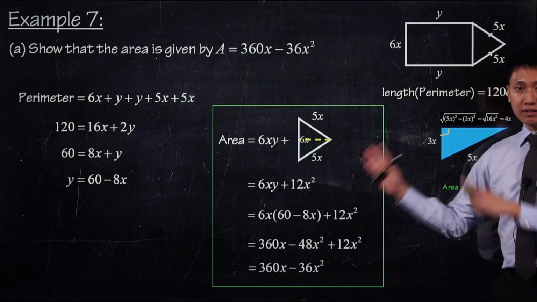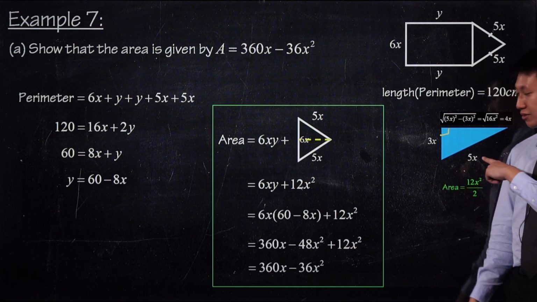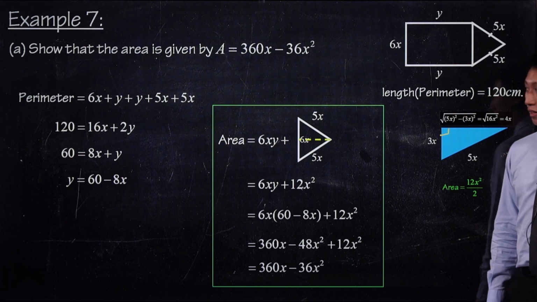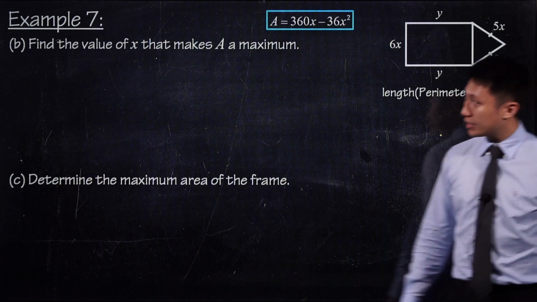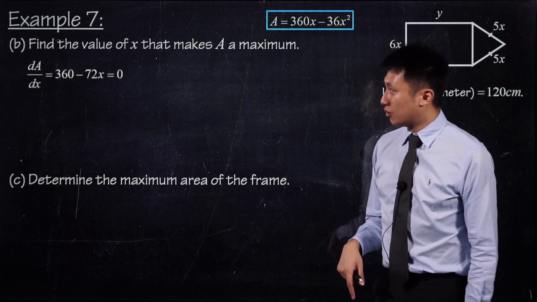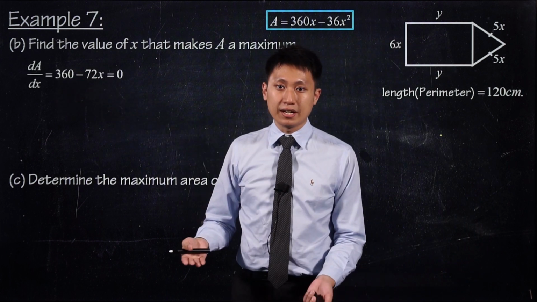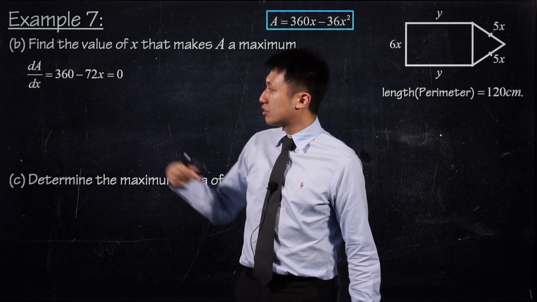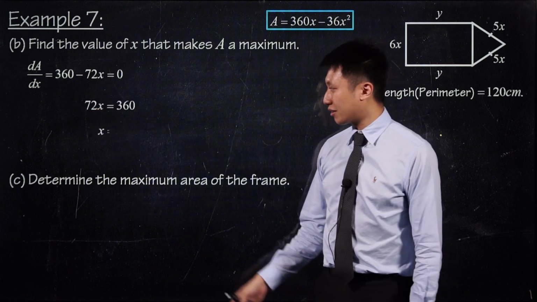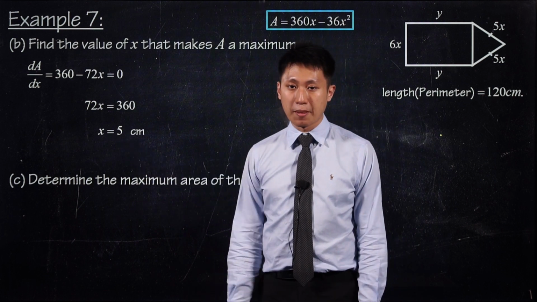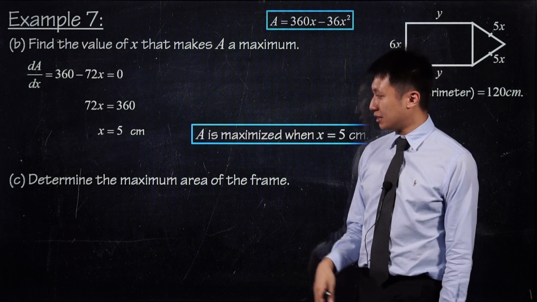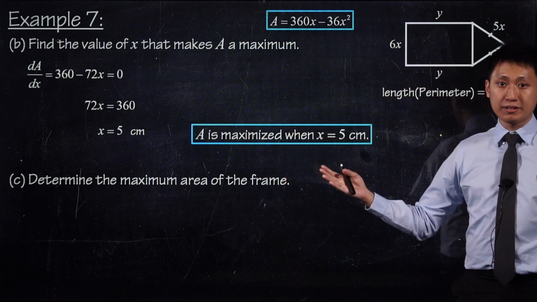So the only difficulty will be here. If you can't do this one, pause the video to digest this before you move on. If not, we will move on to the next one. Find the value of x that makes A maximum. So you just directly differentiate it, make it 0, then solve for x. Very simple. 72x is 360, press your calculator, x is 5 cm. What does it mean? It means that the area is maximized when x is 5 cm.